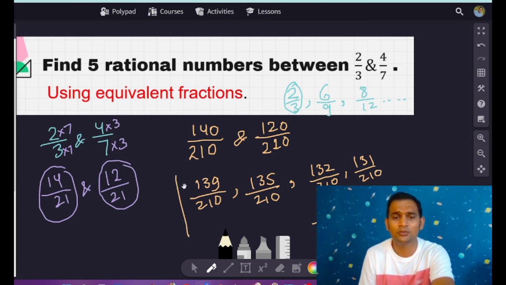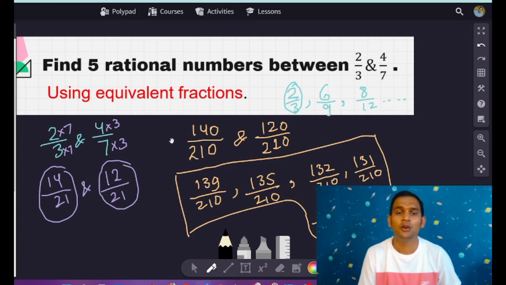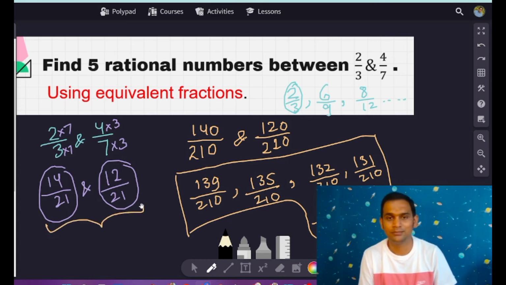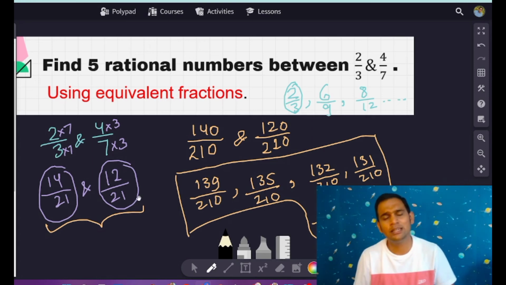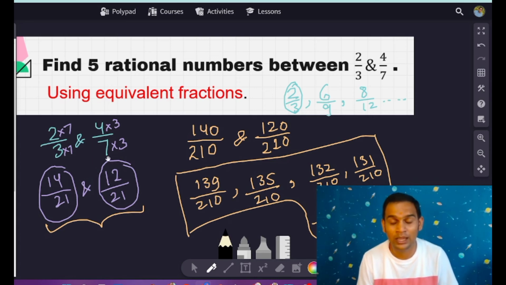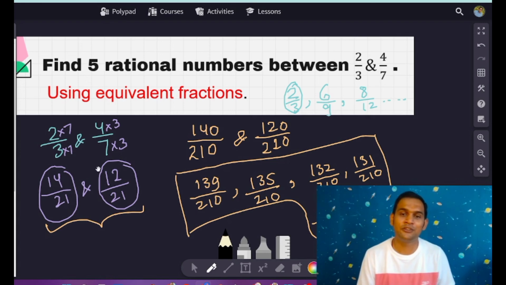So we have found 5 rational numbers which are between 2 by 3 and 4 by 7. What is the process we follow? I will repeat it. First, we made it into like fractions. Yes, because for comparisons and operations on fractions, we generally take help of like fractions. And then what did we do? We found equivalent fractions so that we can have enough numbers between the numerators. So we multiplied by 10.